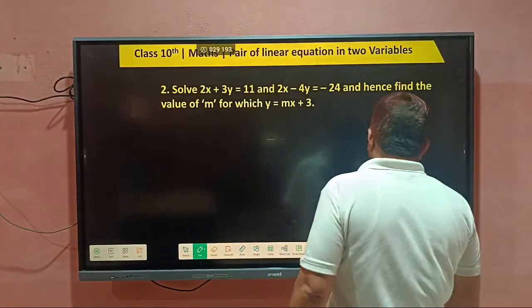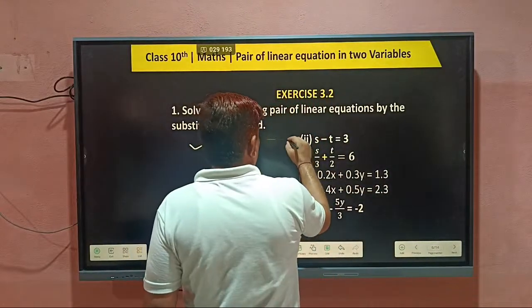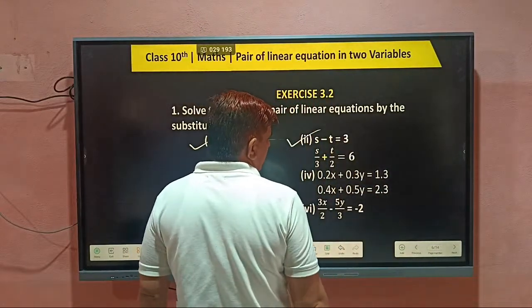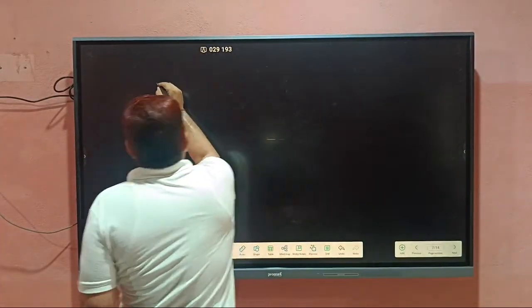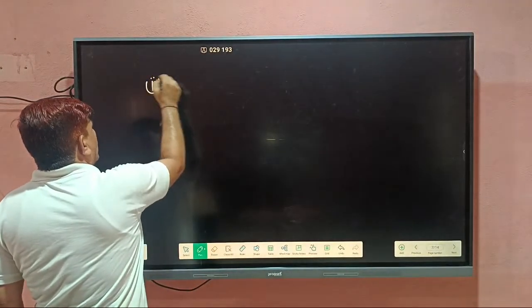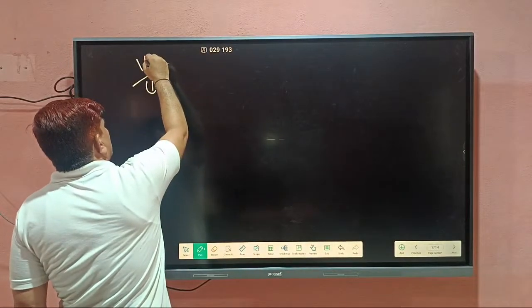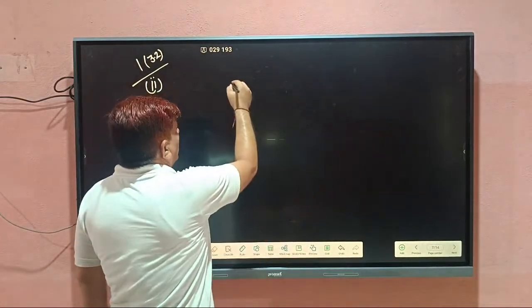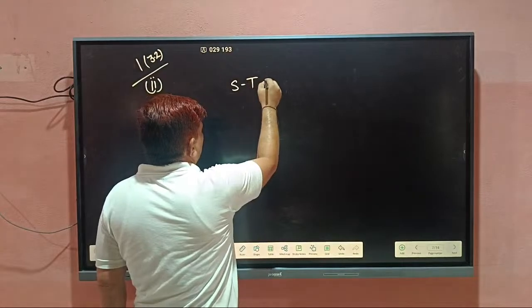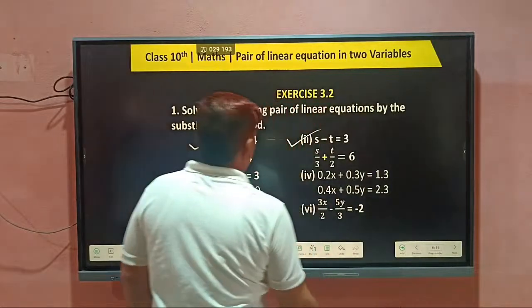Next question. What's the next part? Second part. What's the second part? This is the second part. s minus t equal to 3, of question number 1, Exercise 3.2. Understood? s minus t equal to 3.